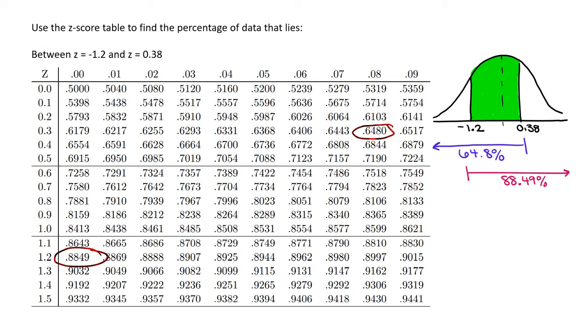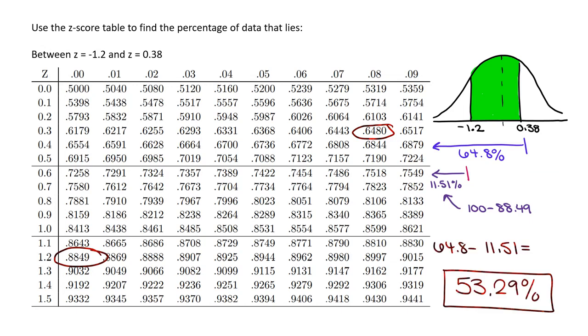So if I want to know the percentage between those two values, there's a couple ways to do this. What I'm going to do is, because I was given a negative z-score, that 88.49 gives me the percentage above that value. So I'm just going to subtract that number from 100% to get the amount below that value. So 100 minus 88.49, I got 11.51%.